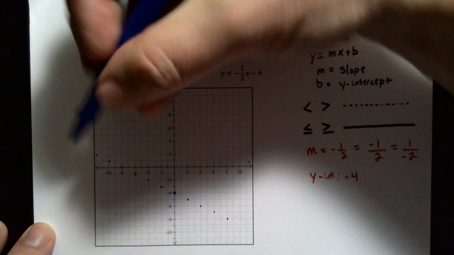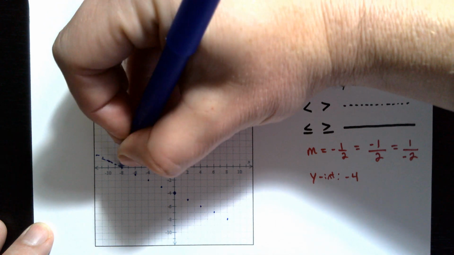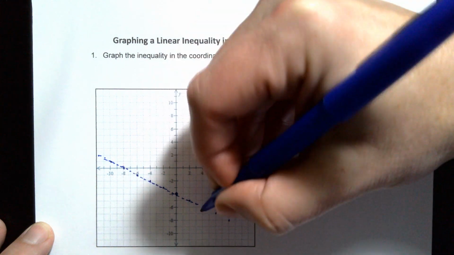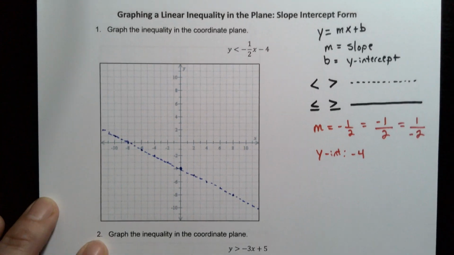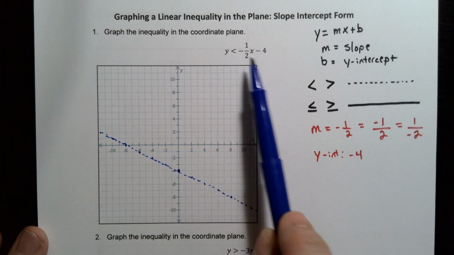Okay, so I'm going to put some dotted lines there. This is a dotted line, not a solid line, because it does not have the equal to sign on the bottom of the inequality. Okay, so there's my line. That is the line y is equal to -1/2 x minus 4. Okay, now which side do I shade? Do I shade above or below? Okay, one way of thinking about it is that this says y is less than this line.